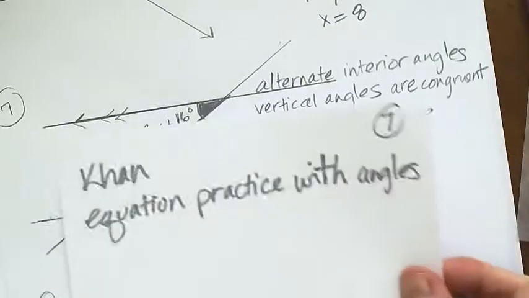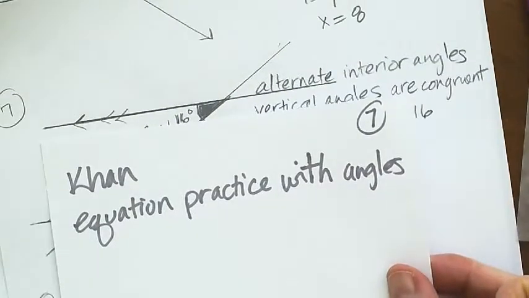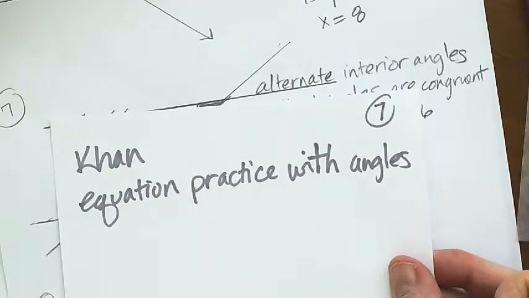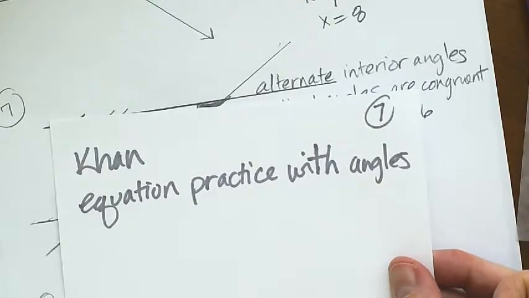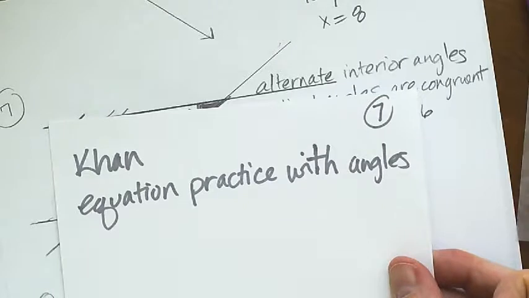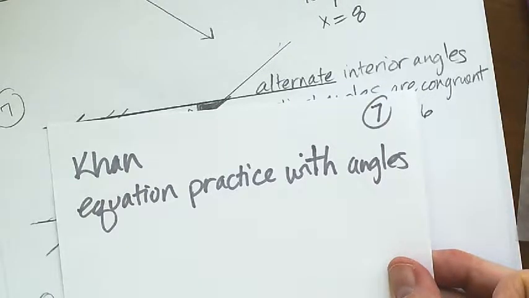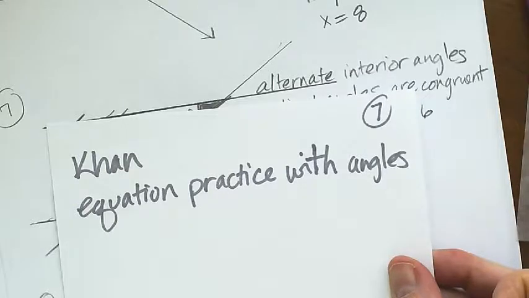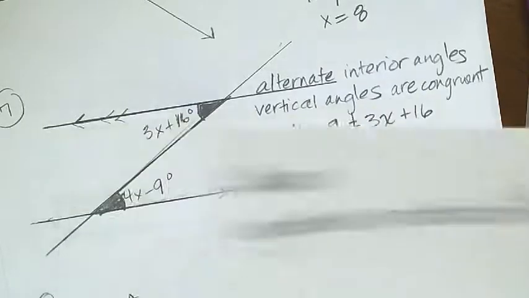If you need help with that, equation practice with angles is a great one to, even if you got 100% on it, you could practice some more. It's not going to hurt your score. Once you get 100%, that 100% stays there. It's not going to decrease. So maybe practice, do one more round.